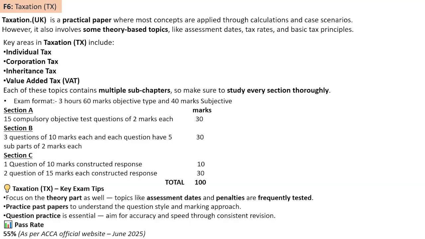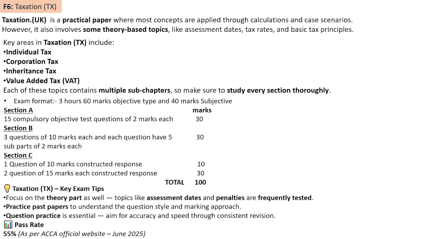The next paper is taxation. Here I am explaining the UK variant. There are many variants for the taxation exam. You can select the exam variant as per your choice and as per your preparation. Taxation is a very practical paper where most concepts are applied through calculations and case scenarios. However, it also involves some theory-based topics like assessment date, tax rate and basic tax principles.